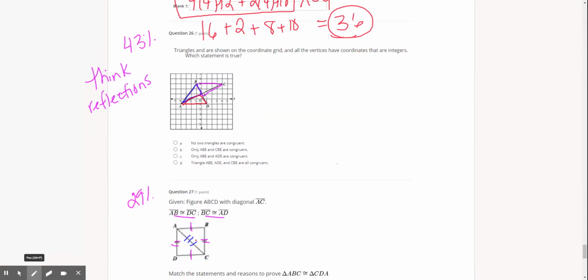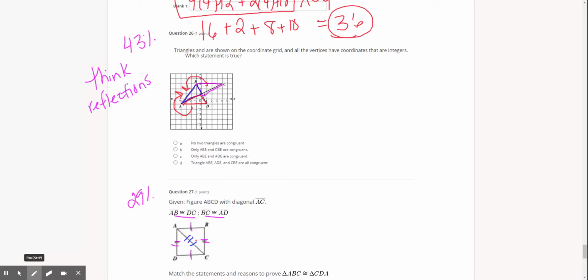Number 26, there's a lot of ways to look at this. The way I look at it is like a reflection. So when you reflect, when you translate, when you move all those triangles around the coordinate plane, except for dilating, they're going to be congruent. So can I reflect the pink triangle onto the blue triangle and have it be exactly the same? And can I reflect the red triangle onto the blue triangle and have it be exactly the same? I think you can reflect all of them.